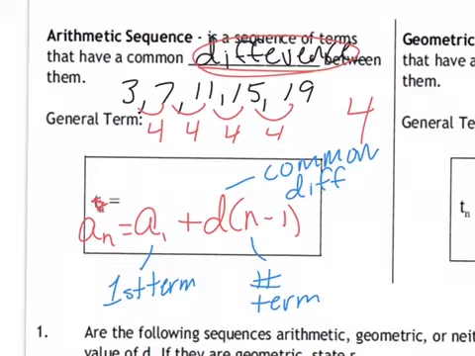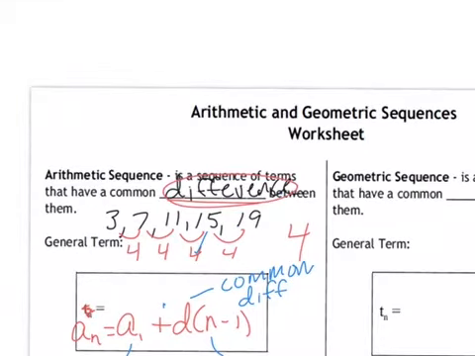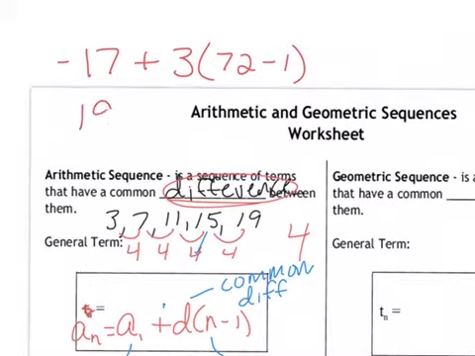So the example that you had on your warm-up, where you're looking for the 72nd term, would look like this. We're starting with negative 17. We're adding 3 every single time, and we're looking for the 72nd term. So to calculate this, we would go negative 17 plus 3 times 72 minus 1. And that would give us 196, the answer that I gave you earlier.